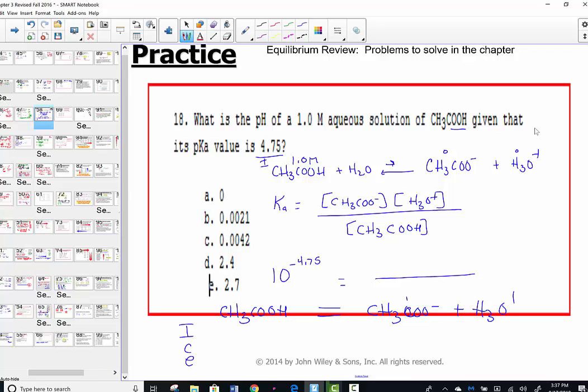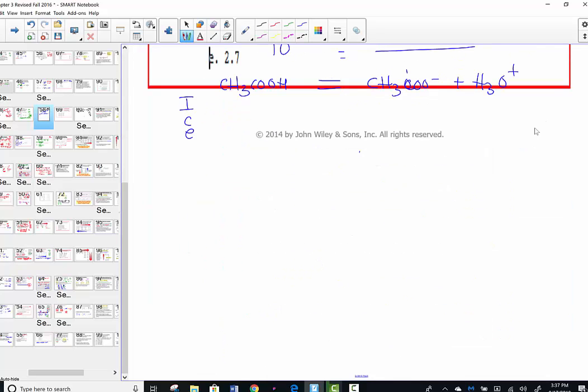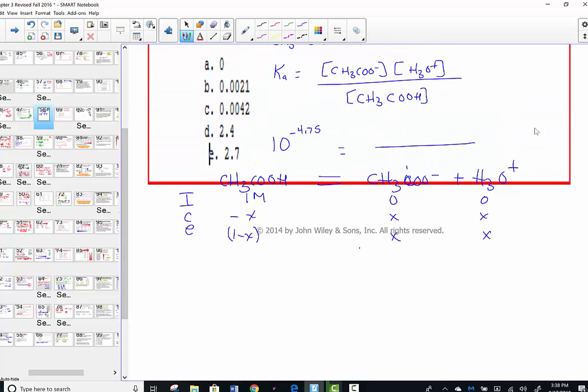Just to remind ourselves what an ICE chart looks like. Initially, we had 1 molar and no ions. As time goes by, we consume a value of X from the molecular form, and we produce the value of X of the ion form. At equilibrium, we would have 1 minus X, X, and X. Those are the values that we'll end up placing into our expression placed above.